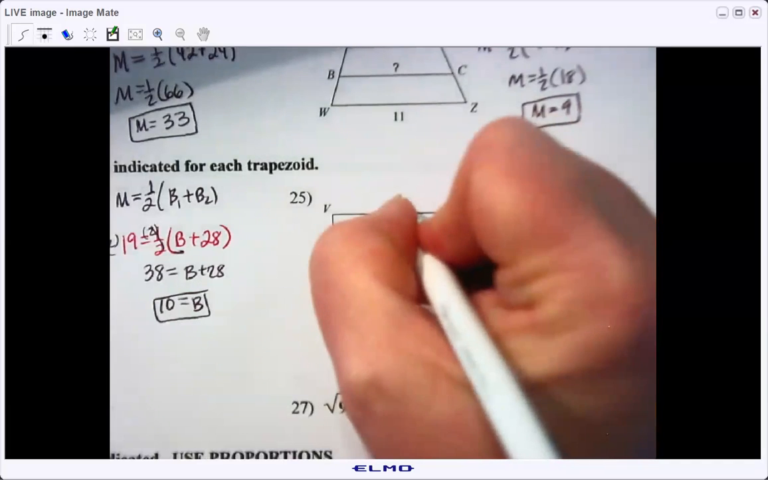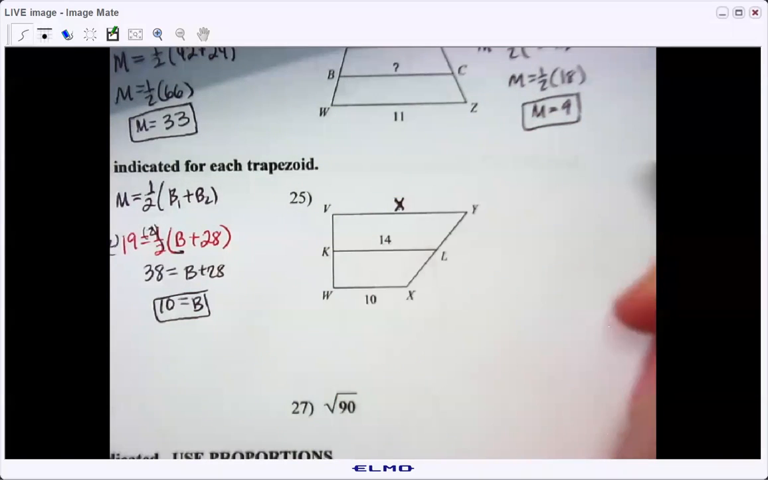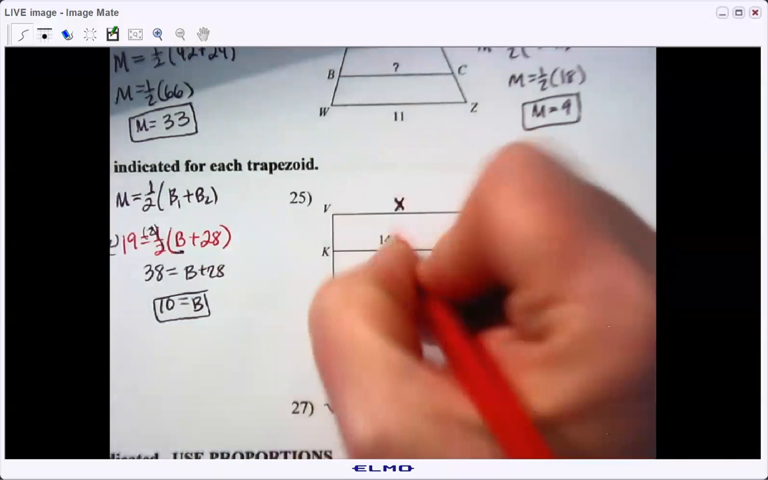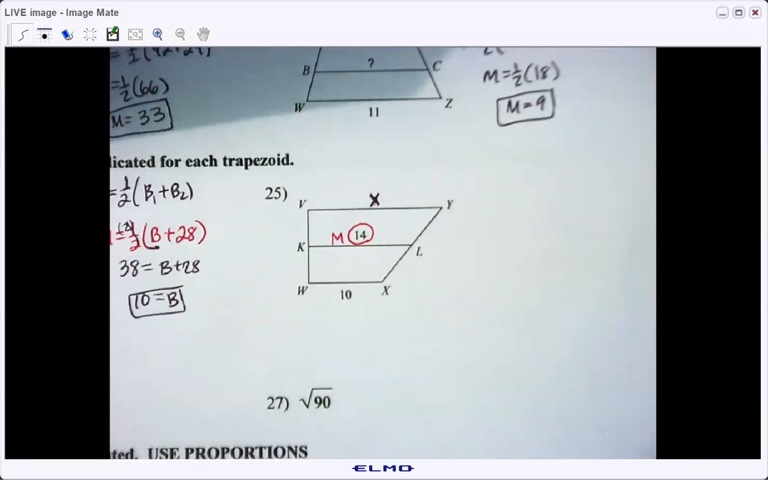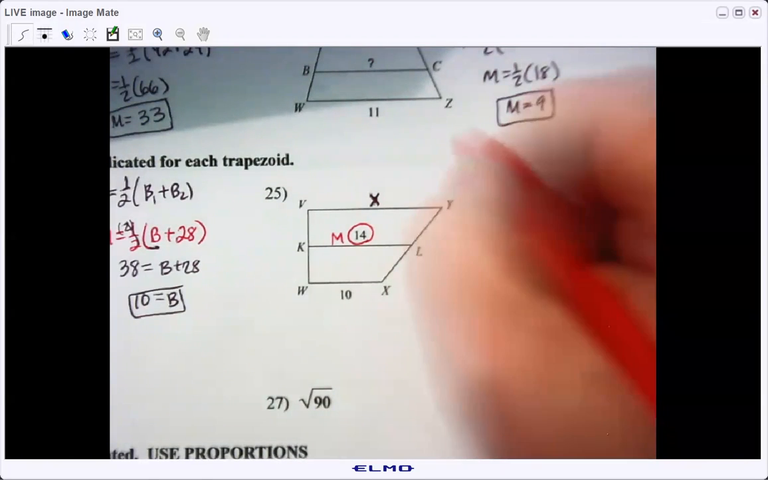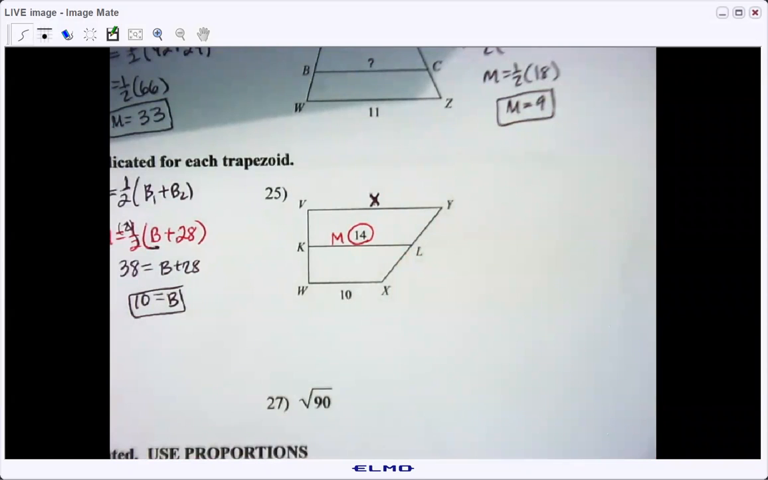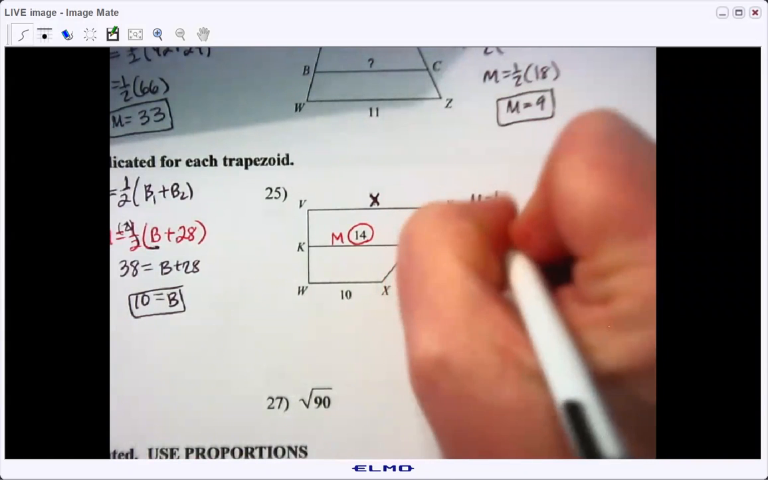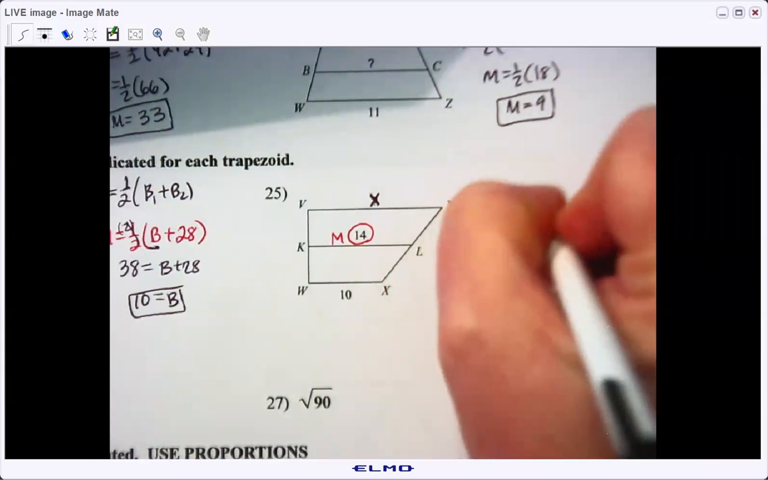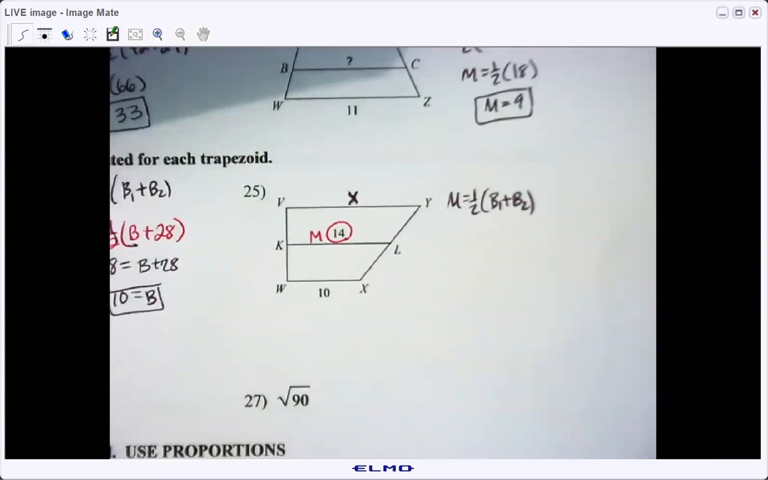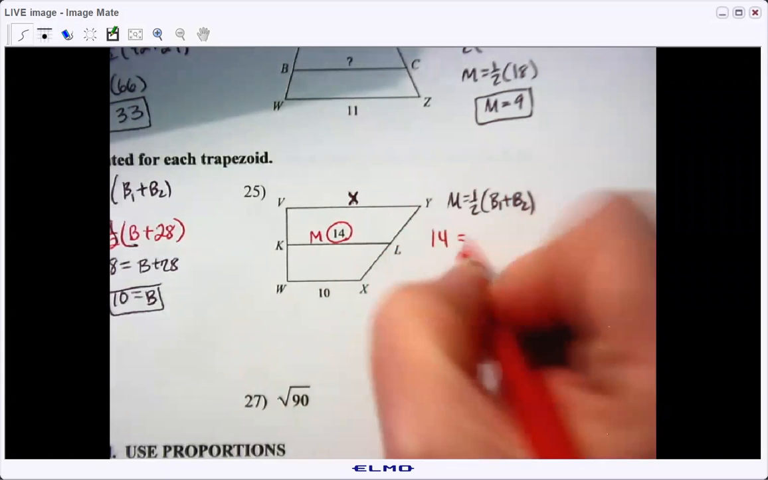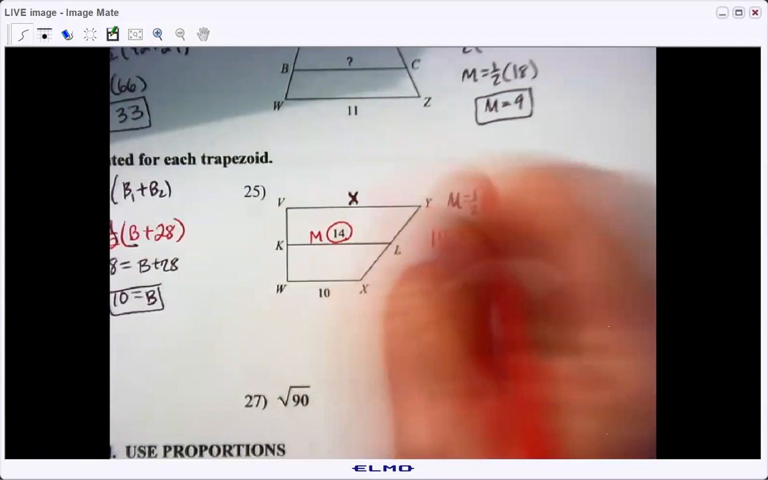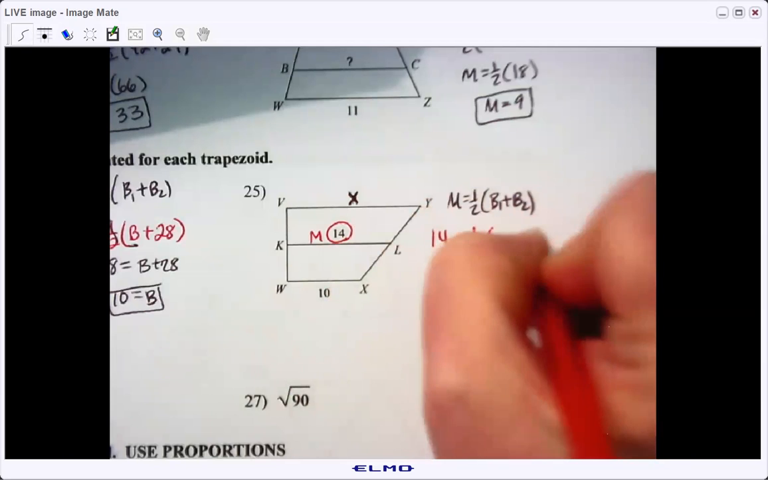Okay, so we're going to call this X or B, whichever one you want. So this is my M in the middle. I'm going to plug it into the formula. M is equal to 1/2 (B1 plus B2). You don't have to keep writing the formula. I do that because I want you to see exactly what I'm doing. So my M, 14, is equal to 1/2 (X, I called that X, plus 10).